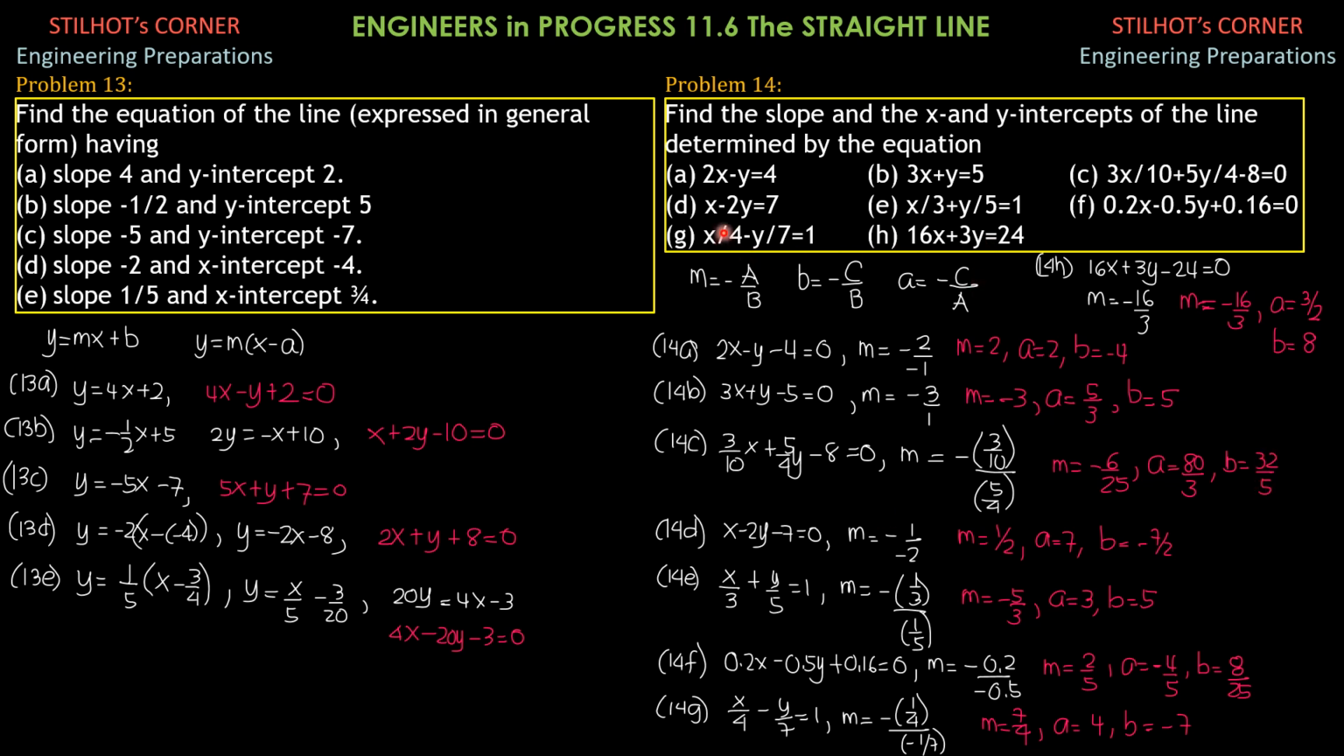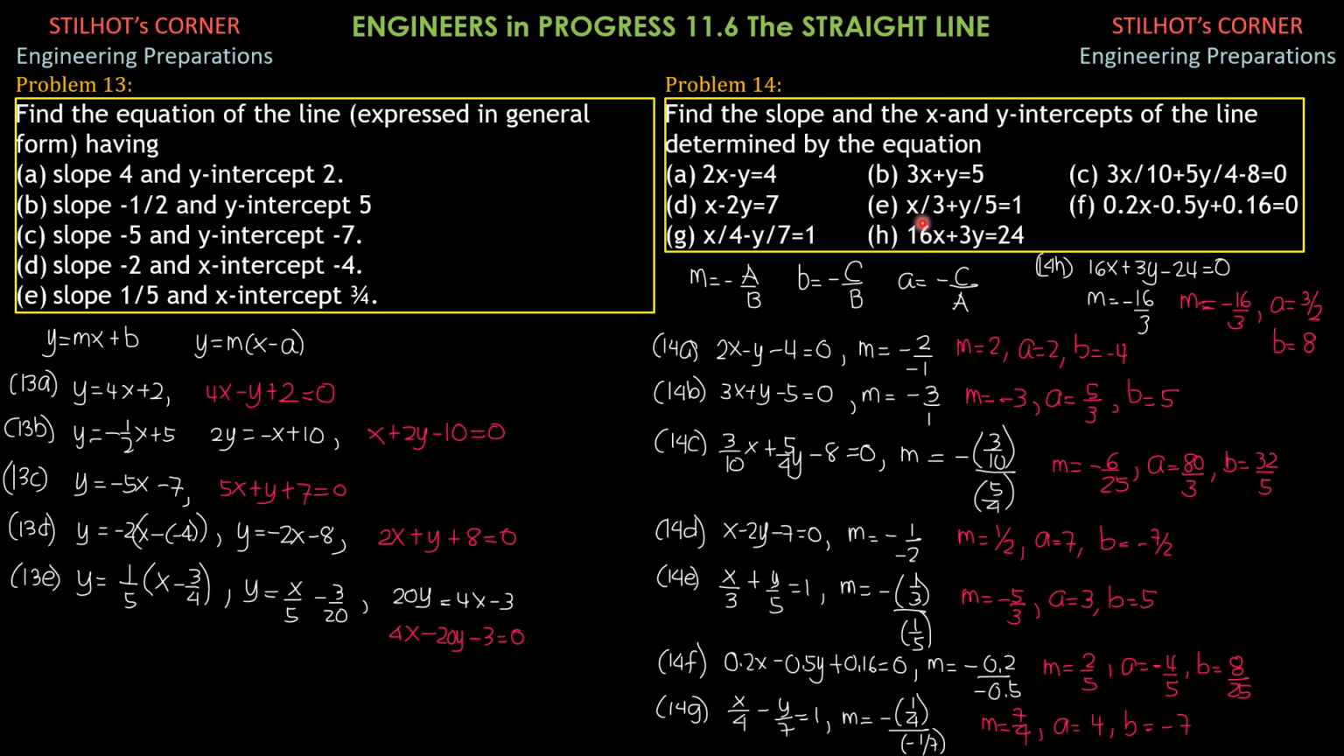14d, x minus 2y minus 7 equals 0. So the slope is negative coefficient of x, negative of 1 over negative 2, so 1/2. The x-intercept is negative of negative 7, 7 over 1, so 7. The y-intercept is negative of negative 7, 7 over negative 2, so negative 7/2.